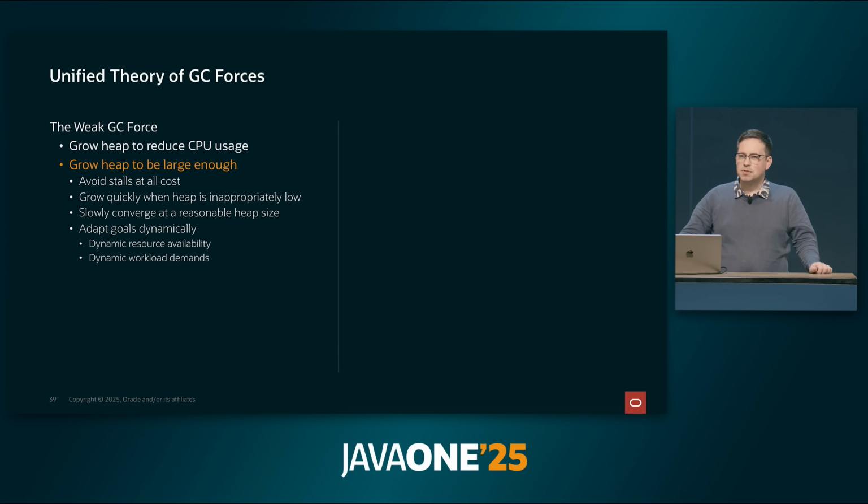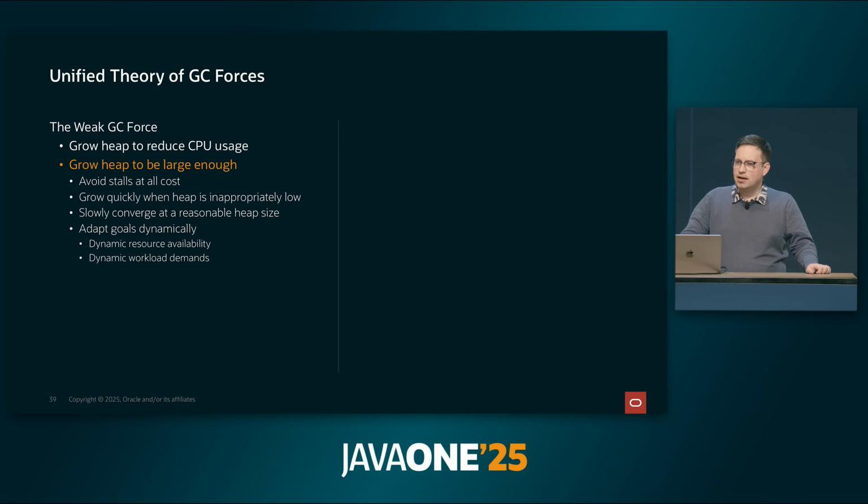The first of these forces, I call it the weak GC force. And this is all about trying to increase the heap to reduce the CPU utilization of the GC. But it's also equally as much about avoiding allocation stalls. With automatic heap sizing, we always prefer taking memory that's available on the machine compared to stalling, as long as you're not critically low on memory resources. So if there's more memory available, just allocate it instead of stalling.